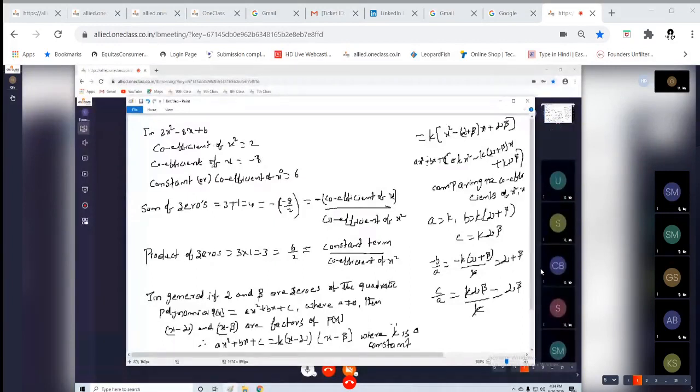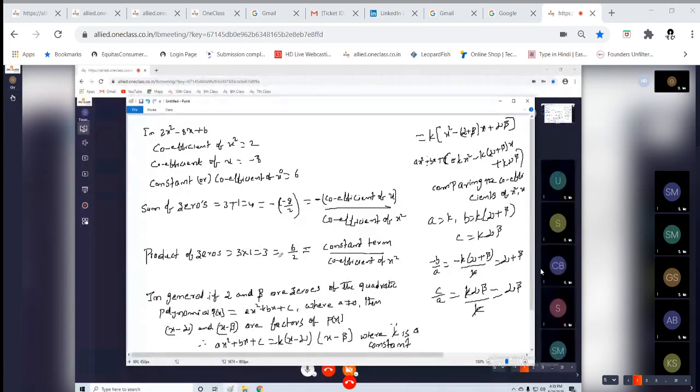Because the coefficient of x is what here? Minus coefficient of x by coefficient of x square gives the sum of the zeros. We need not find the zeros; otherwise we have to find the zeros and add them. Product of zeros means constant term by coefficient of x square.